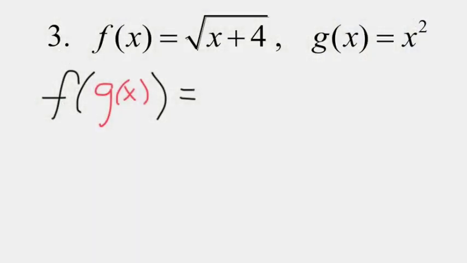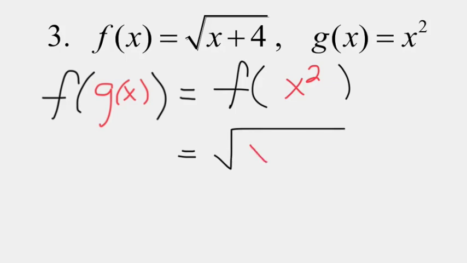3, f of g of x looks like f of x squared because g of x is equal to x squared. So we replace the g of x, and now we are evaluating the f of x function for x squared. So that's going to look like the square root of x squared plus 4. So I have replaced the x in my f of x function with x squared, and I cannot simplify any further, so this is my solution.